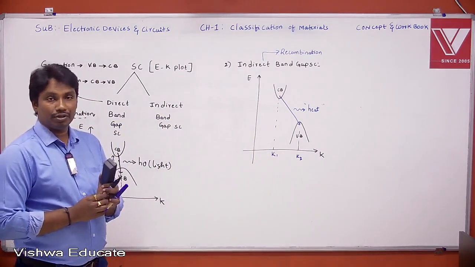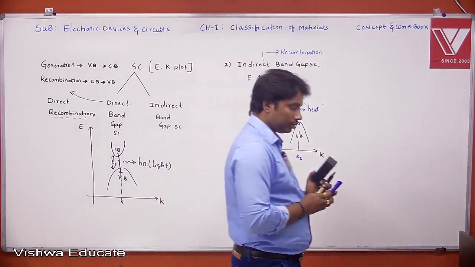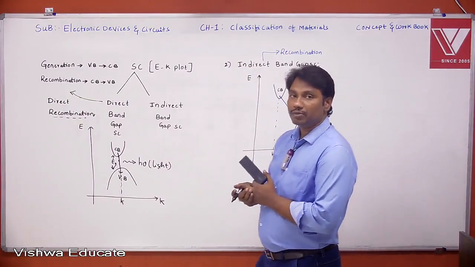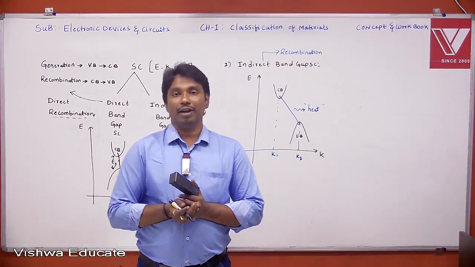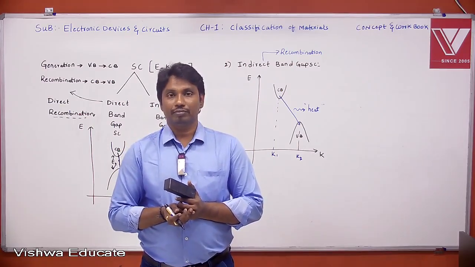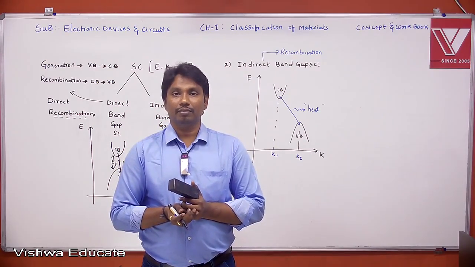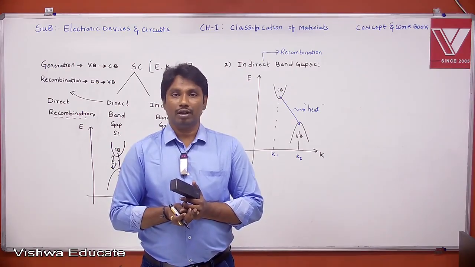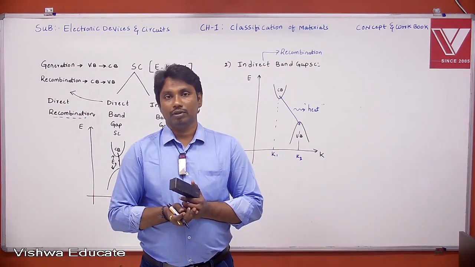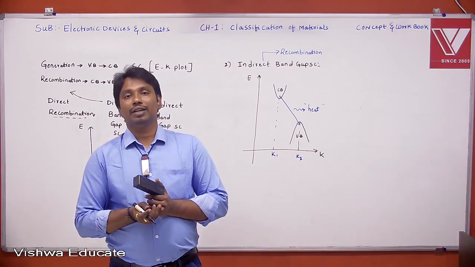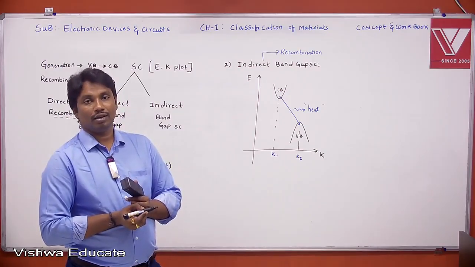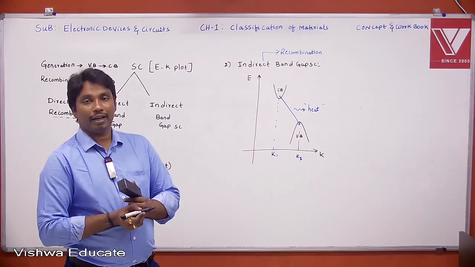Write in your notes, the semiconductor in which the conduction band is minimum and the valency band is maximum at different momentums, such a semiconductor is called an indirect band gap semiconductor.